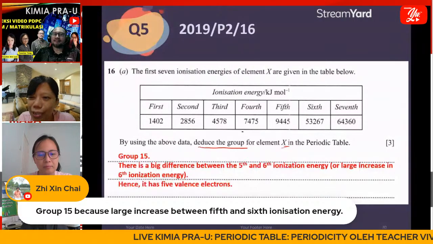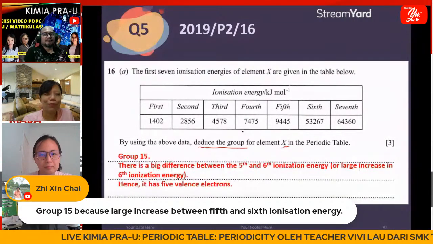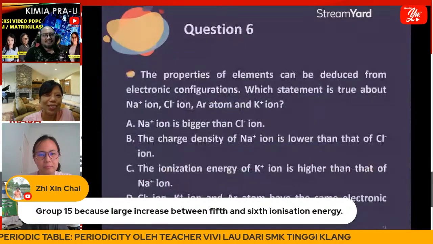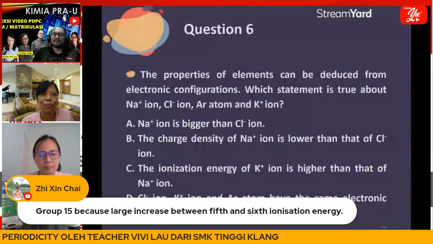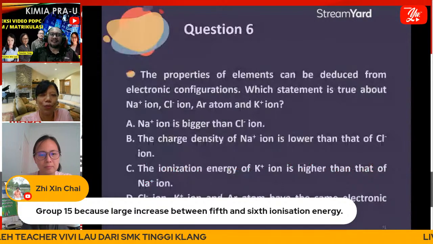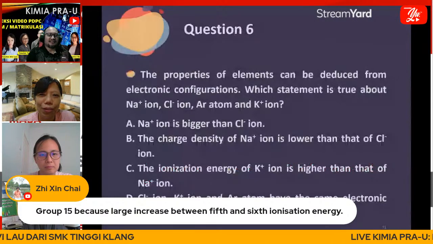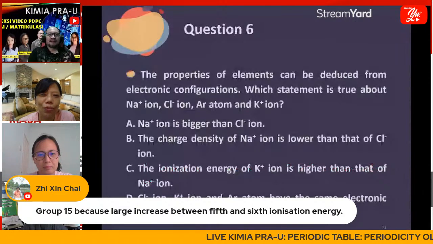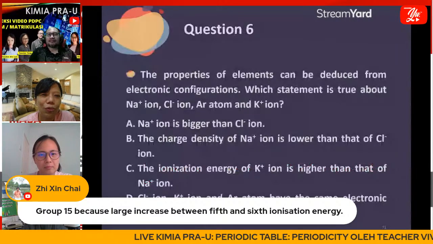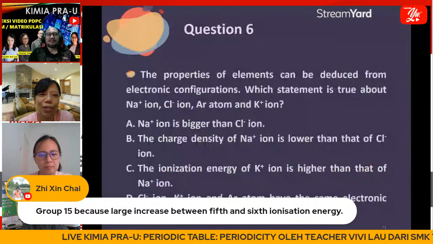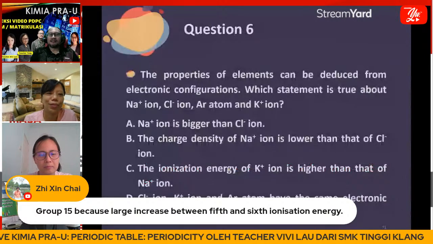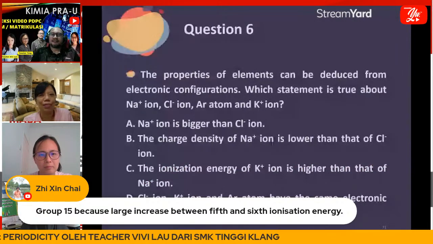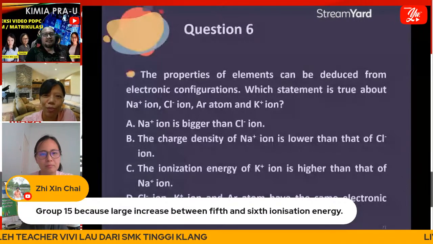Any question? We still have 3 minutes, so we do one more question. Question 6. The properties of an element can be deduced from its electronic configuration. So which statement is true about the sodium ion, chloride ion, argon atom, and potassium ion? The true statement.